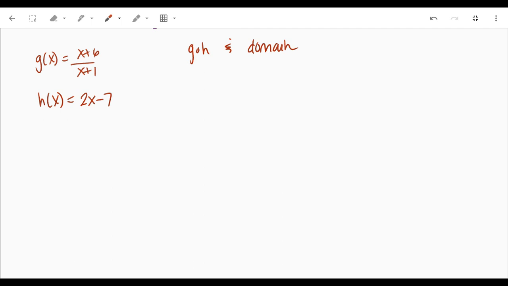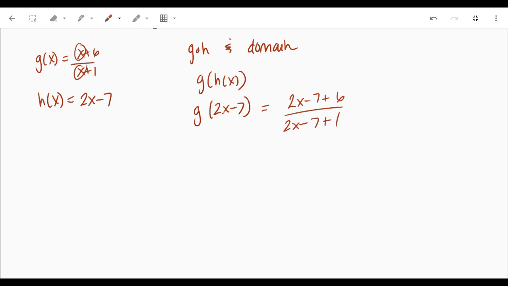Okay. So g of h of x would be the same as g of 2x minus 7. Okay. So I'm going to take my g of x, and wherever I see an x, I'm going to replace it with 2x minus 7. So I have 2x minus 7 plus 6 over 2x minus 7 plus 1. So minus 7 plus 6 will be minus 1. Minus 7 plus 1 will be minus 6. Okay, so there's my answer.